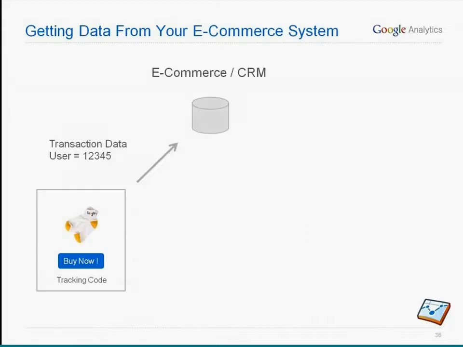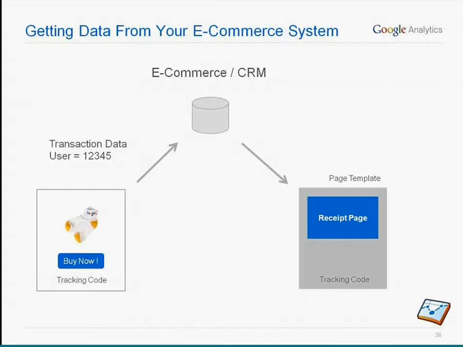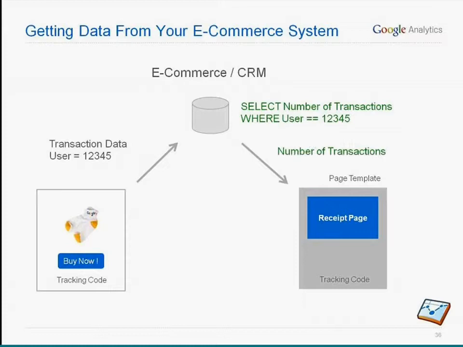When somebody clicks on the Buy Now button, they get sent to their e-commerce CRM system. And the transaction happens, the transaction data is sent over, and the user has a billing address and credit card information. That's all sent to your e-commerce system. And what happens is the user is then redirected to the final receipt page, which has GA tracking code. Now what you can do in your system, using custom variables, is run a query to say, for this specific user who's created a transaction, how many previous transactions have they had? You can then send that data back to the template and then use the template to write that information back to the site. Let's see how we would capture that information in Google Analytics.